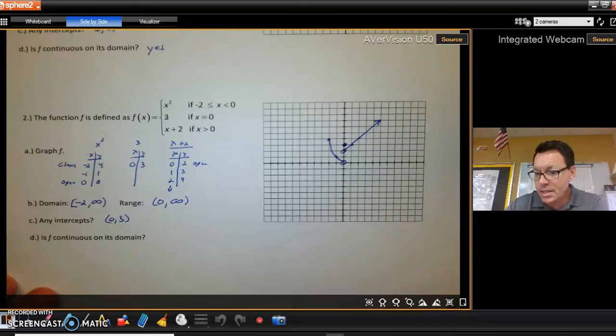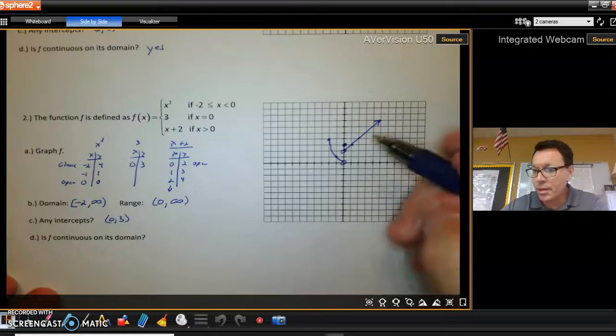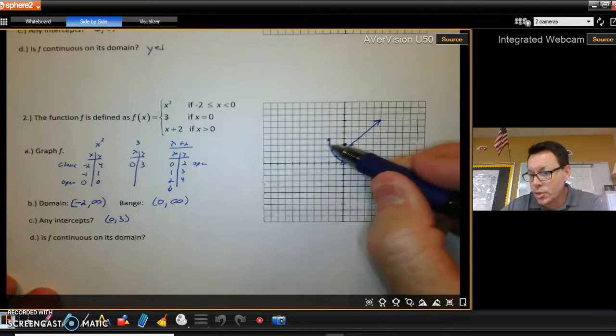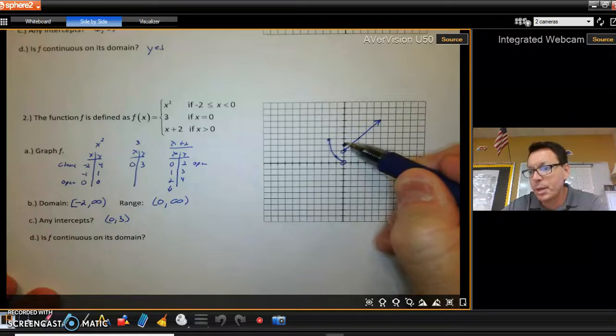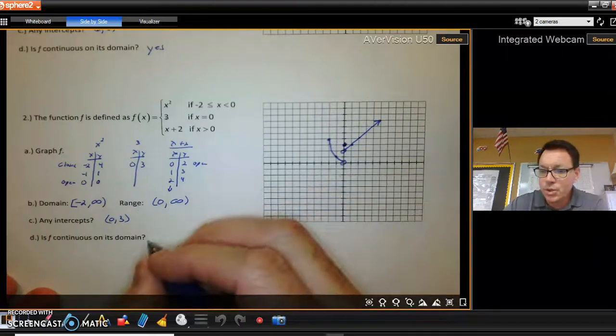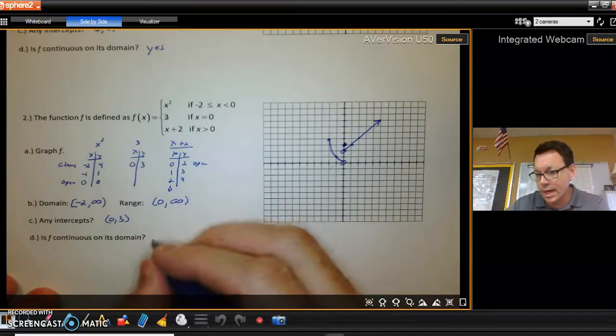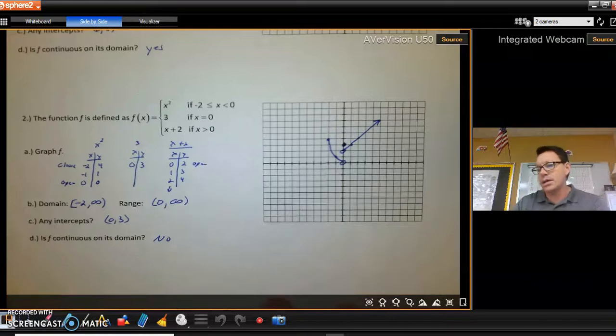And then is f continuous on its domain? So this is what I was talking about. If you were to trace this, you would trace this, but then you have to pick up your pencil to do that point, then you have to pick up your pencil again. So that's what it means to be continuous. There's no breaks or gaps. So no, this is not continuous.